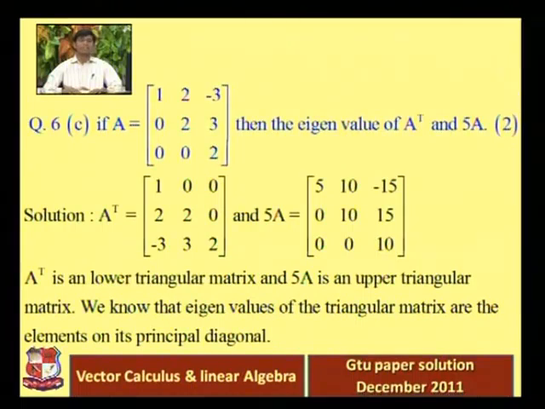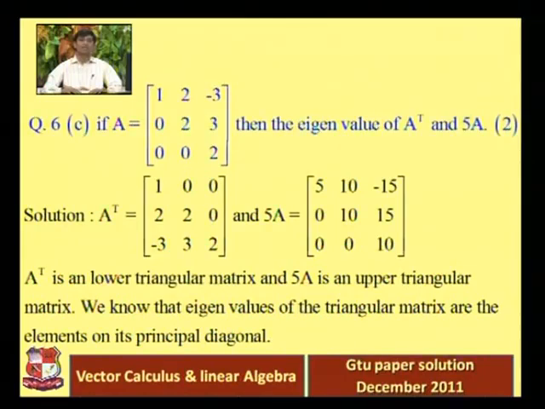So A transpose is, reading this row wise, first row 1 0 0, then 2 2 0, and minus 3 3 2. 5A is equal to 5 10 minus 15, 0 10 15, 0 0 10. A transpose is a lower triangular matrix and 5A is an upper triangular matrix.